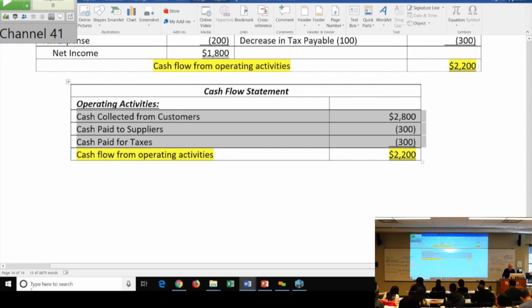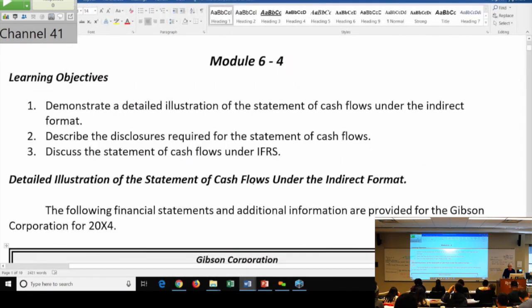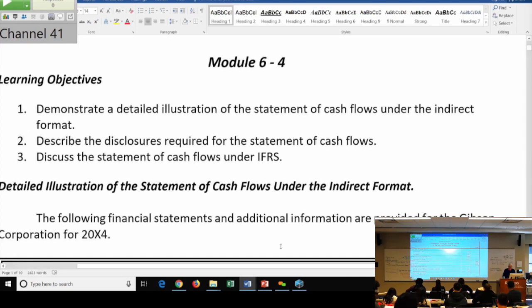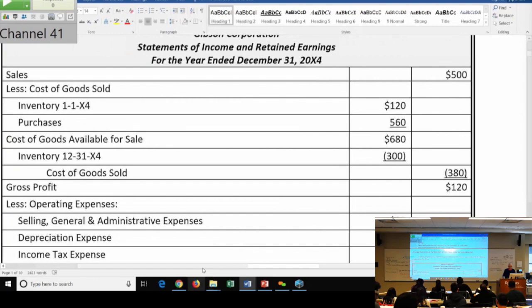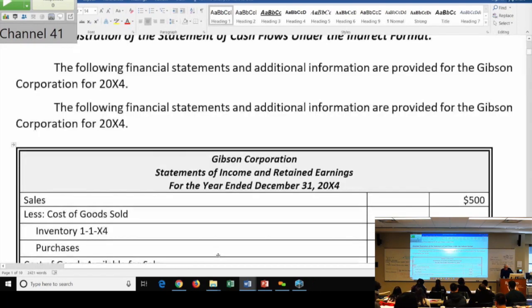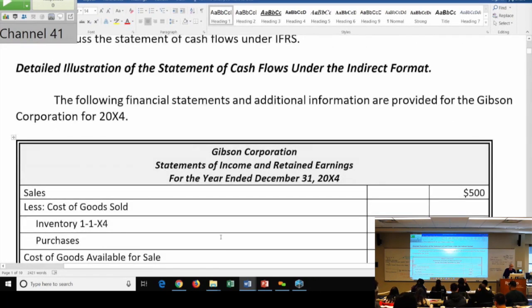What I want to do is go to the next module, and go through the illustration. We're going to build the cash flow statement. So this is the Gibson Corporation. It's on module 6.4, page 1. I've combined the income and retained earnings sections. We're going to do indirect format.